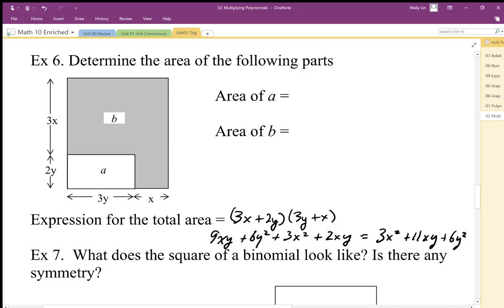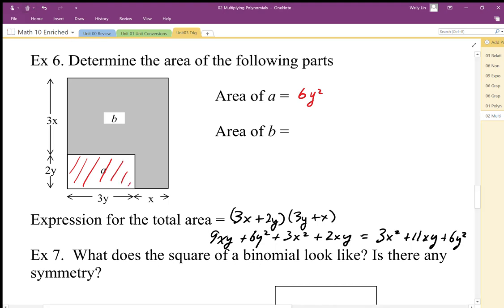When I look at these pieces, all these areas must add up to the same area. So if I were to add up A and B, I should end up with this expression here, because this is my total area. And I can decompose this in its area parts as well. So for example, if I multiply to get the area A, I end up with 2y times 3y, which is 6y squared. If I want to get the area of B, I can take the whole area and take away this area A.